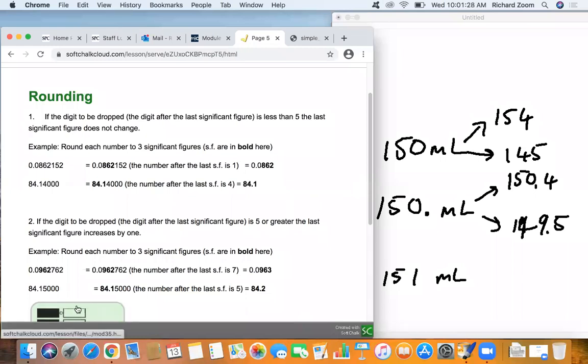So there's an example of that down here. So you've got 0.0962762. If we just need 3 significant figures, then it would be 0.0963, because the next digit is a 7, and that will round that number up to a 3. Does anybody have any questions about rounding?